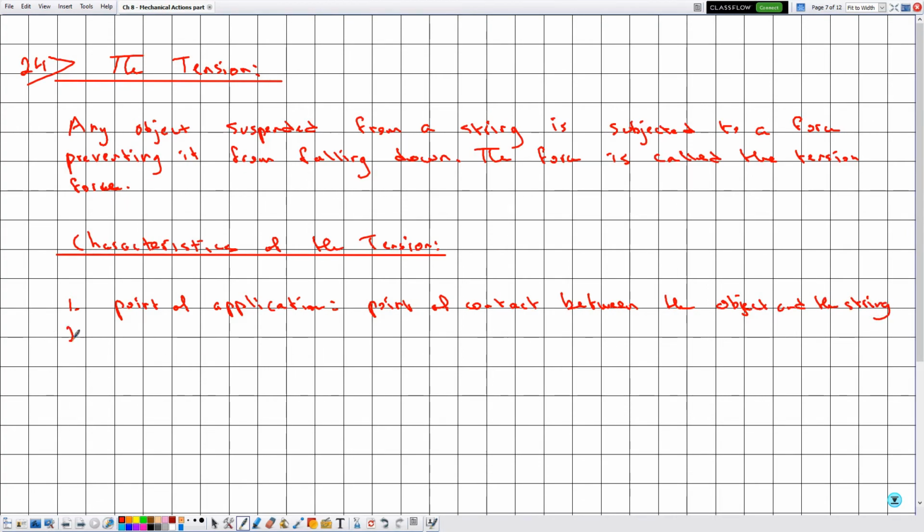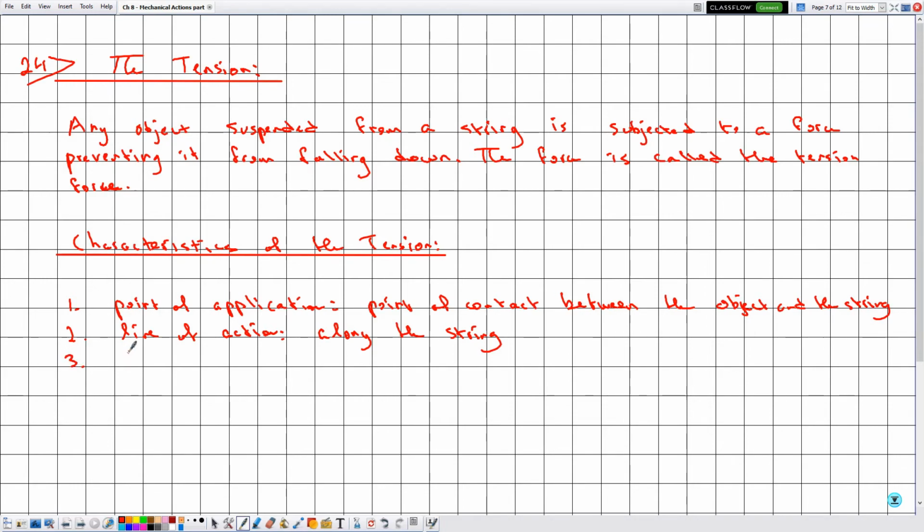Now, as for idea number 2, we need to discuss the line of action. We cannot specify the line of action of the tension unless we have a scene, but what we can say is that it is along the string. So the direction or the line of action of the string specifies the line of action of the tension.